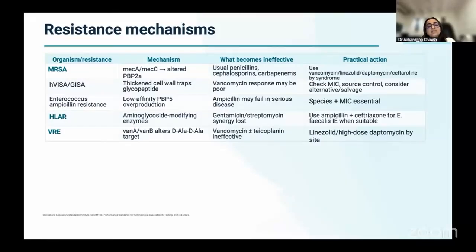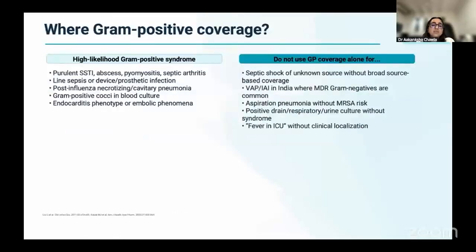Then vancomycin resistant enterococcus. This occurs because of the VanA, VanB resistance, which alters the D-Ala target. So what happens? Your vancomycin and teicoplanin for this enterococcus become ineffective. So your drugs of choice become linezolid and high-dose daptomycin, depending upon the site of infection. Keep these in mind whenever you're dealing with a patient you started on treatment who is not getting better, because there is a possibility of resistance mechanisms as well.